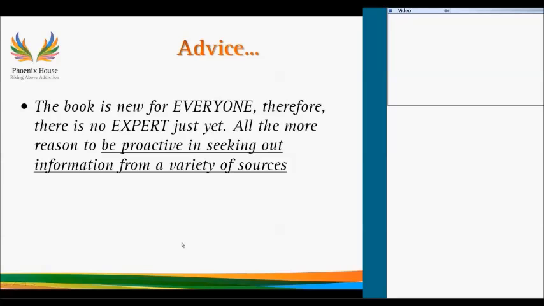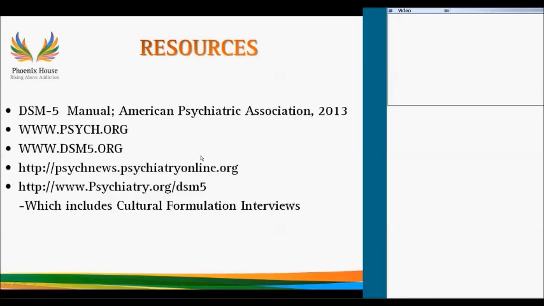My advice: the book is new, so be proactive in seeking out information from a variety of sources. With that, I want to leave you with a page of references and resources where I've gathered my information. I want to guide your attention to psych.org and dsm5.org. Here you will have an enormous amount of materials made available to you. I can tell you, bare minimum, instead of asking for a copy of this PowerPoint presentation, go to that website and download the highlights of the DSM-5.